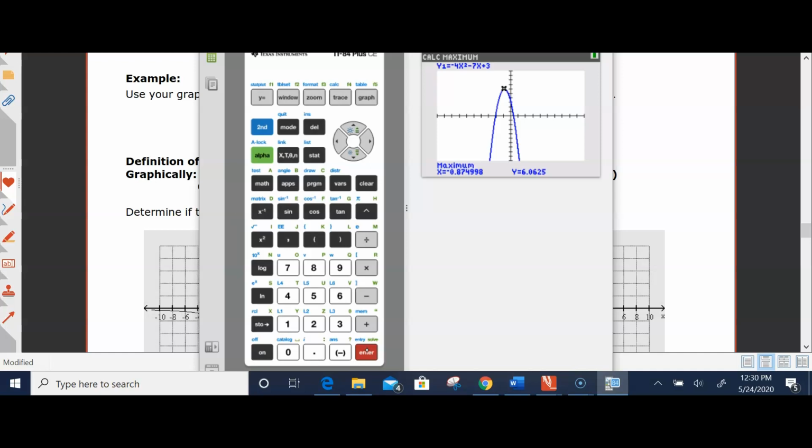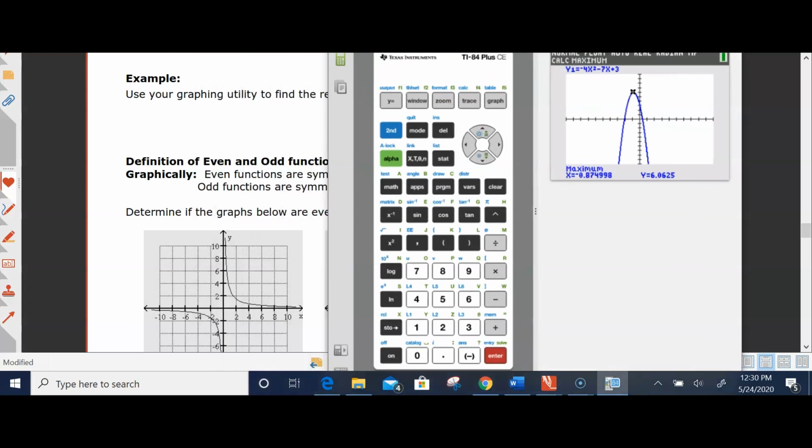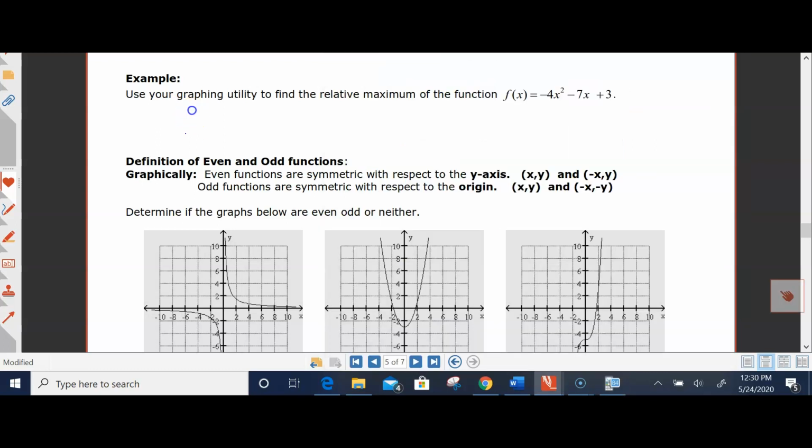This is an excellent skill that you want to be able to use as we go on in this course. Going to second and trace and using that calc feature. So we found the maximum, and whatever that ordered pair is, that is our maximum. So what does it look like? Negative 0.875, negative 0.875. This is an ordered pair.